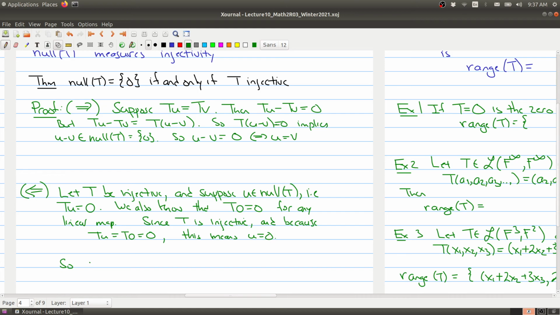So the null space of T, which contains all the u such that Tu is equal to 0, has the property that if you have something in this set, it actually has to be the 0 element. So the null space just contains the element 0. So that's one of the reasons we like the null space. It's a measure of the injectivity of your linear map.